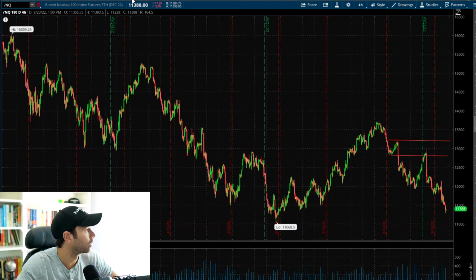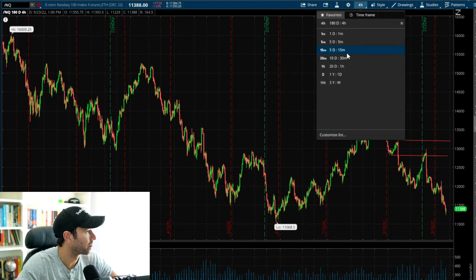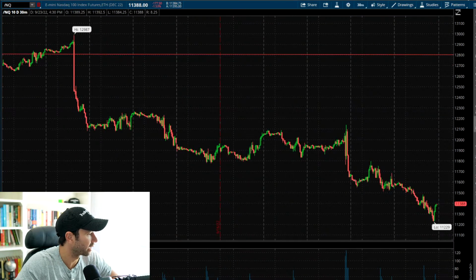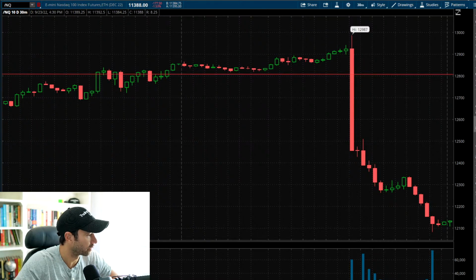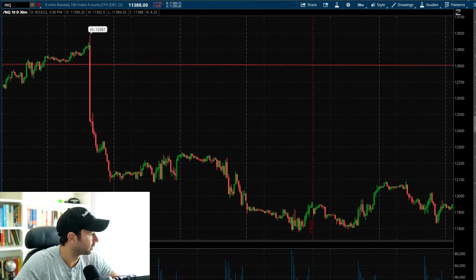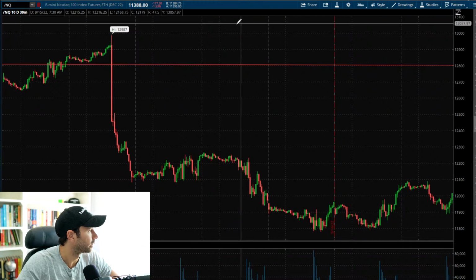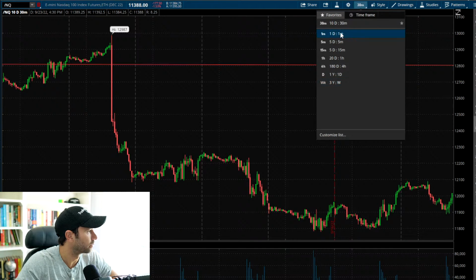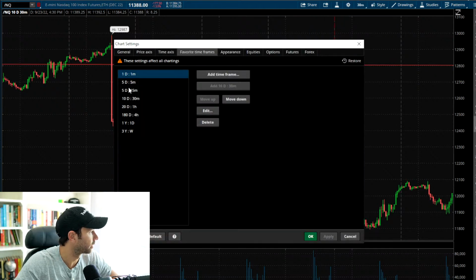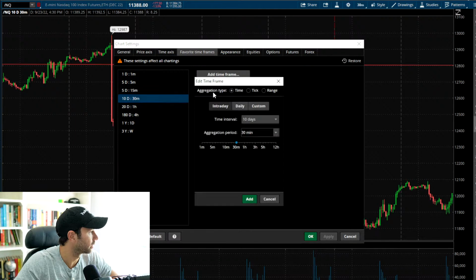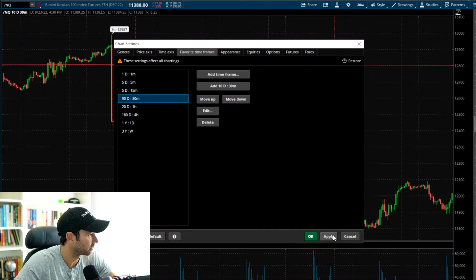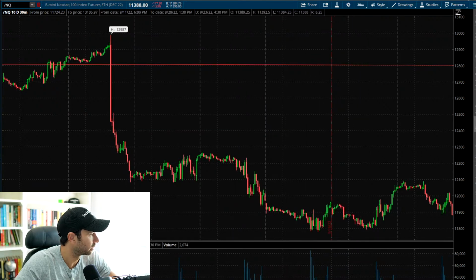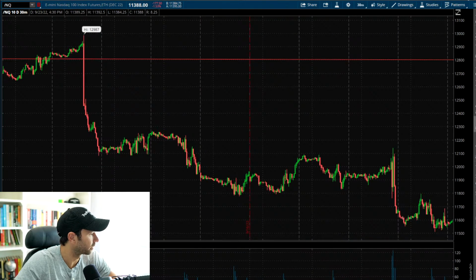I want to go back to the 30-minute and see what I can find right there. This is a 30-minute. Right, and see if I can load more data right here. Customize list. So the 30-minute, I want to have 90 days just to be safe. Apply. Let's crunch the chart. This thing is not working.